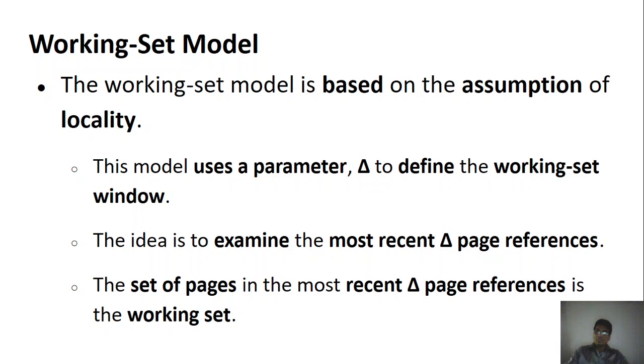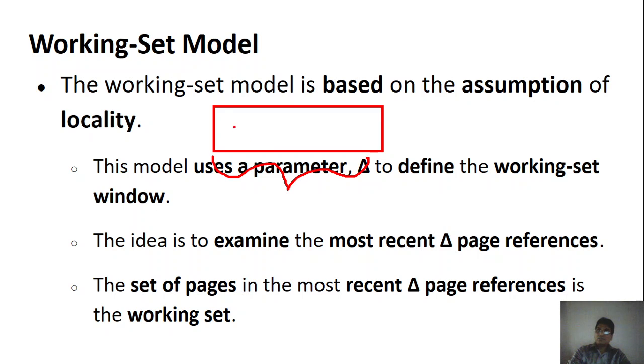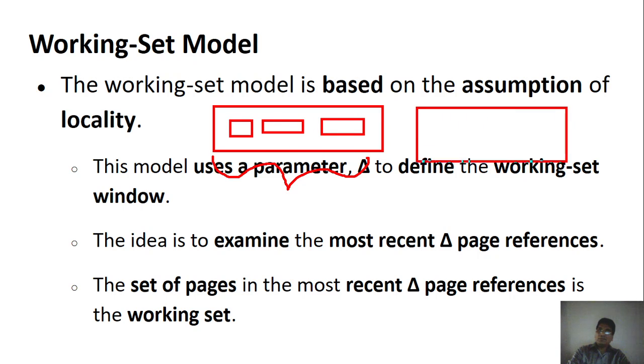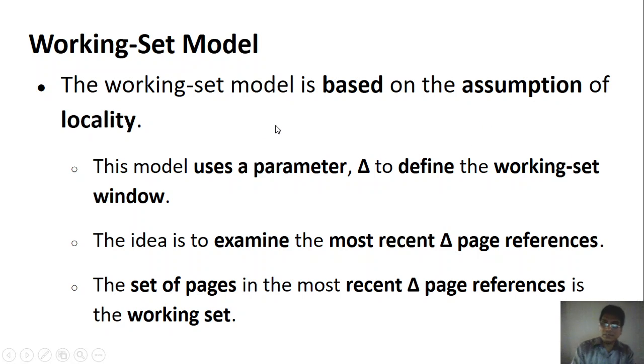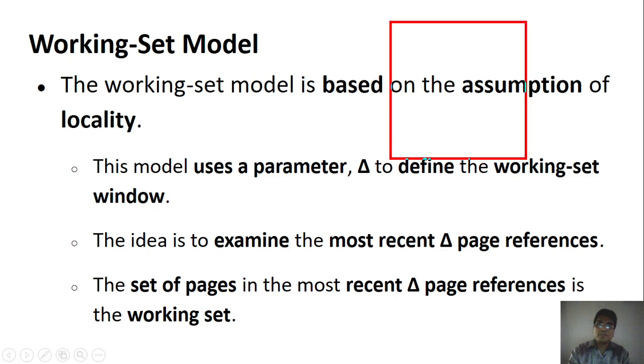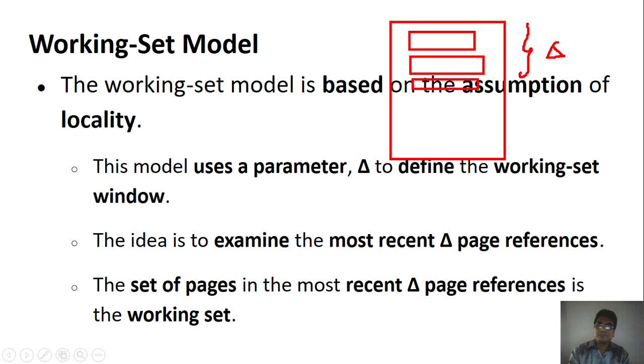So what is this working set window? All the pages which are there for a given local reference. So a window is taken, and within this you may have a number of pages. Next time one more window is taken and a number of pages. So this delta that you see over here defines a window of active pages. Okay, so that is your locality.